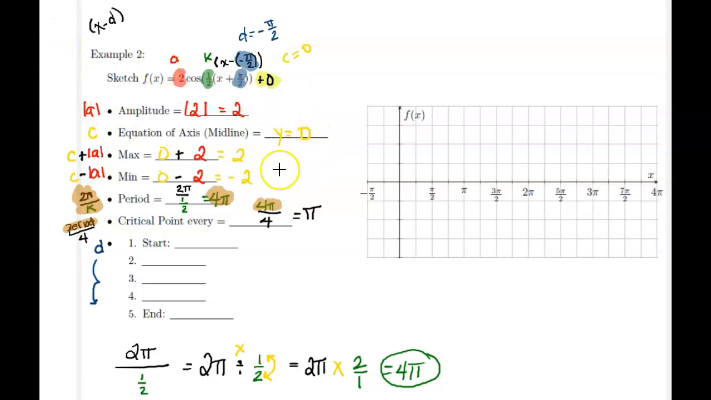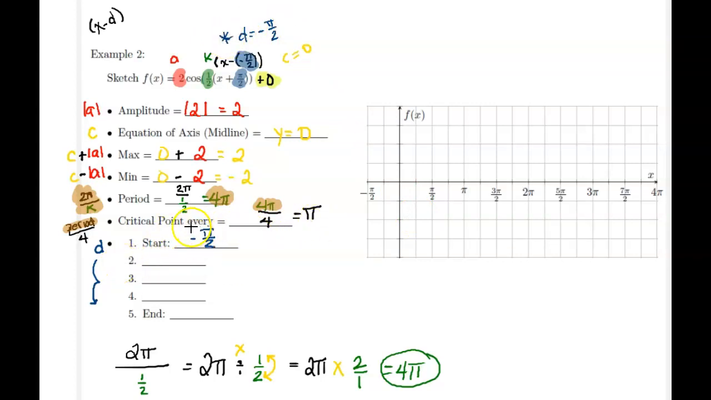Now that we have all of this information, we can figure out the x values of each of our 5 critical points. And we're going to start off at our value of d. Well, remember we said up here that I'm starting at negative pi over 2. So that's why that negative is really important, because we're actually going to be starting here, not at positive pi over 2. So again, very important to remember.